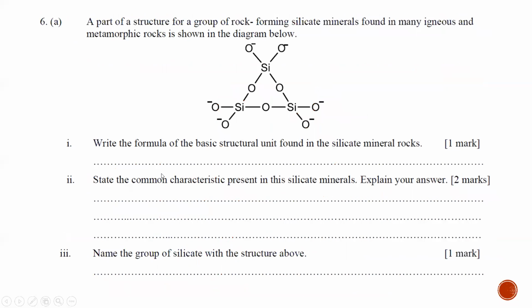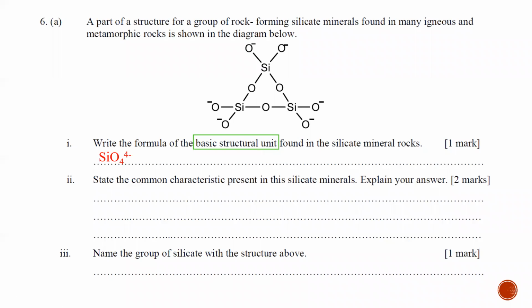Immediately, we move to question number 6. The part of the structure of group rocks forming silicate mineral, found in many igneous and metamorphic rocks, is shown in the diagram below. So this is obviously a cyclosilicate. Write the structure of the basic structural unit found in the silicate mineral. So the question wants the basic structural unit. So the basic structural unit in here is SiO4 4-.